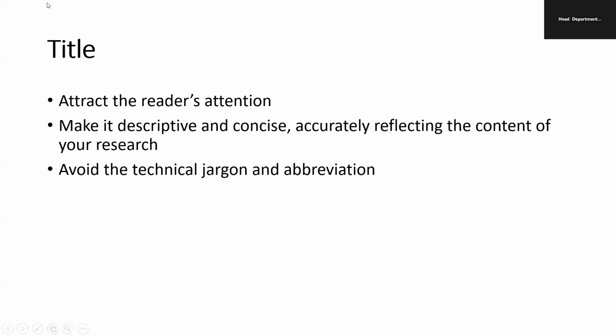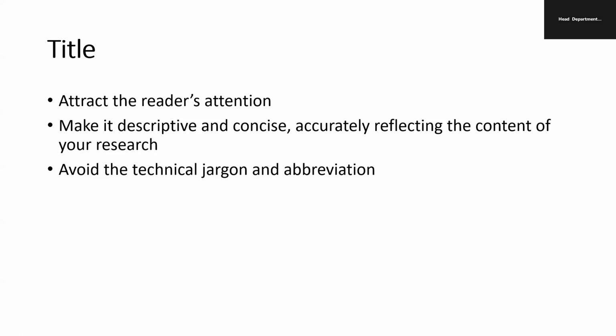Right. Then make it descriptive and concise. Right. Then it should be descriptive enough to reflect the content of our research. At the same time, it should be concise. Right. Then avoid technical jargon and abbreviations. Right. In the title, we are not going to mention any technical jargon and abbreviations. Right. Then many of you are conducting research on SME, small and medium enterprises. Right. Then don't write SME in the title.